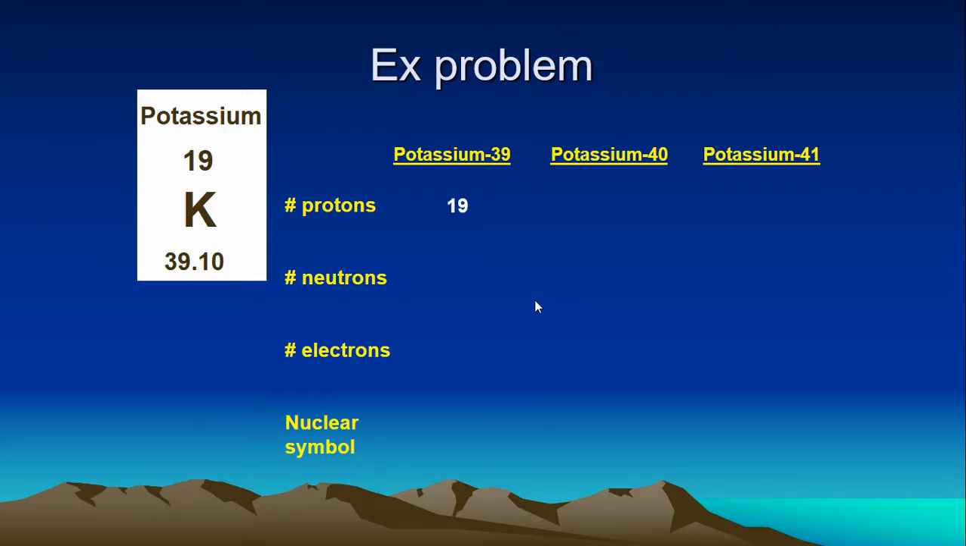Okay, let's do some of these. Because it's potassium, it has 19 protons. In this case, it's potassium-39. So 39 minus 19 gives you 20 neutrons. You have 19 electrons because it's a neutral atom, and the nuclear symbol should look like this. I'm going to display the rest of the answers, and you should check your answers from your box.